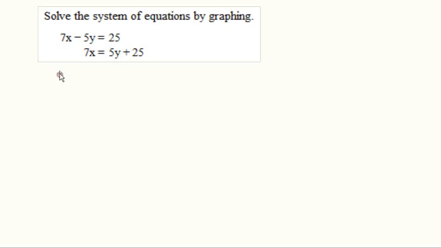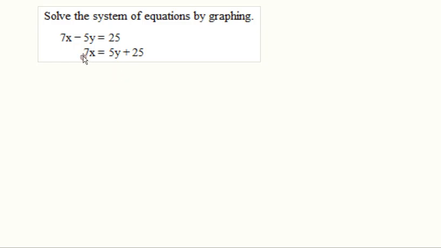The problem says to solve the system of equations by graphing. And you can see we have 7x minus 5y is equal to 25, and 7x is equal to 5y plus 25. These equations look very similar. They both have 7x, they both have a 25, they both have 5y, just the signs are different.